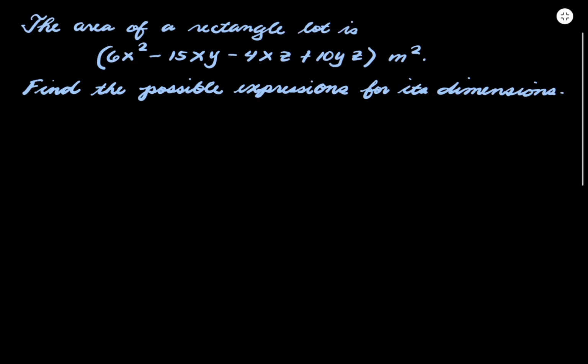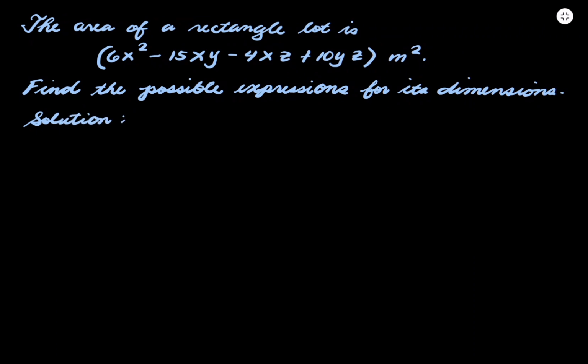The area of a rectangular lot is 6x² − 15xy − 4xz + 10yz m². Find the possible expressions for its dimensions. So here is the solution.